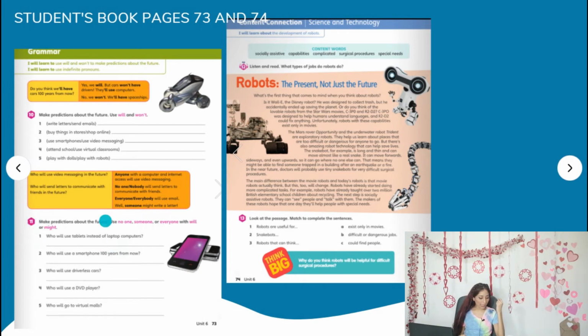So activity 11 says, make predictions about the future. Use no one, someone, everyone with will or might. Might is like a possibility, something that you are not sure at all. But try not to use it because we are not focusing on this. For example, who will use tablets instead of laptop computers? I wrote, everyone will use tablets instead of laptop computers.